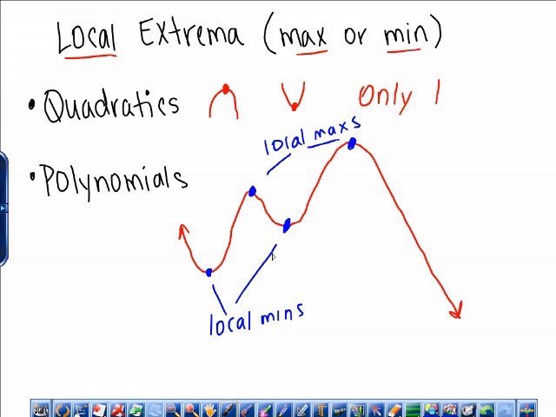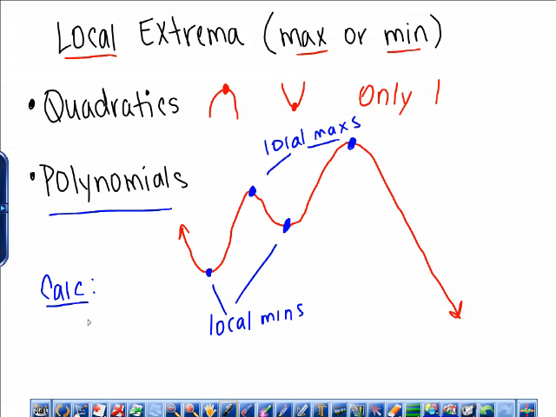All right. If you were given a polynomial and I asked you to find these local mins and maxes, right now we would use the calculator. You know how to do it with a quadratic. You don't know how to do it yet for other polynomials. We will get to this before the end of the semester.